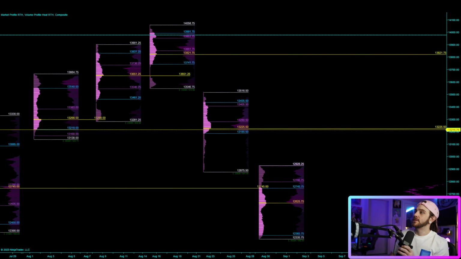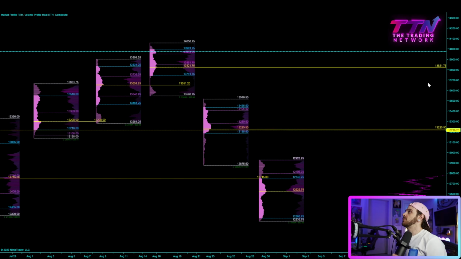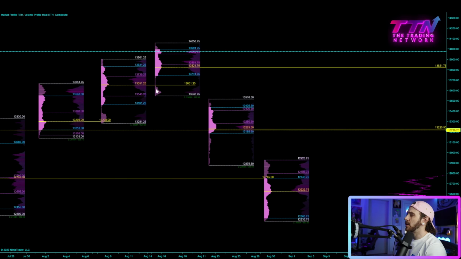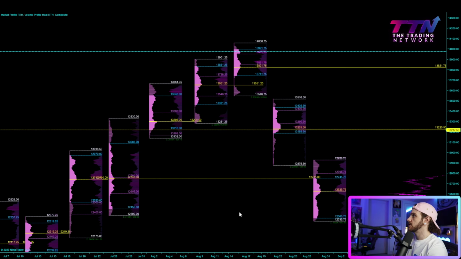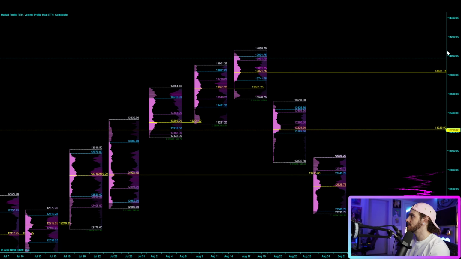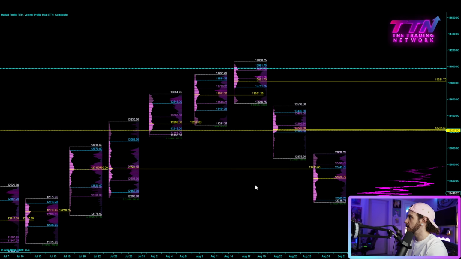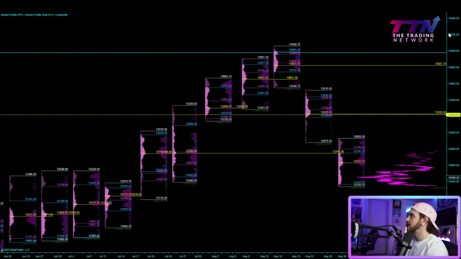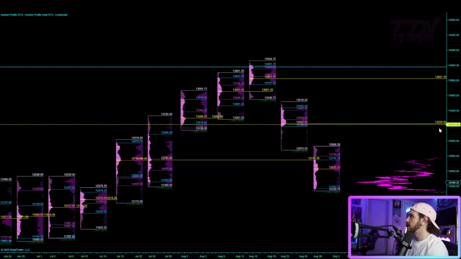All right, so what I have done here is I've loaded weekly profile data from around August of 2022, just so you guys can get an idea of some of these upside levels without me having to load hundreds of days of weekly profile data on the same chart. So you can see here, this is where we are currently right here, 13,215. And this is the August 31st weekly profile from 2022. This is the August 22nd weekly profile. This is the August 15th weekly profile from 2022.